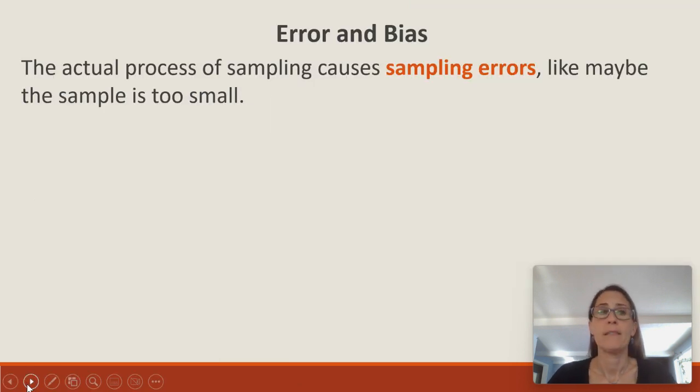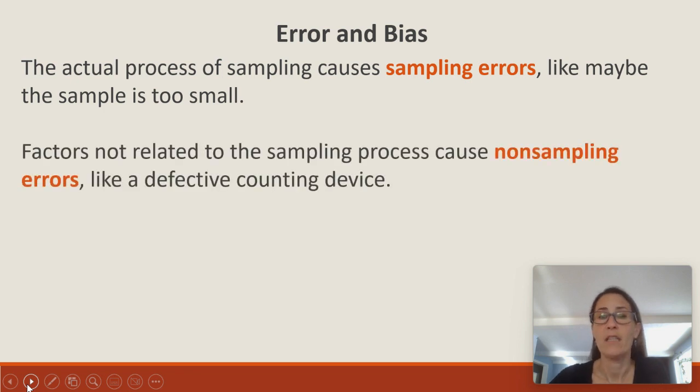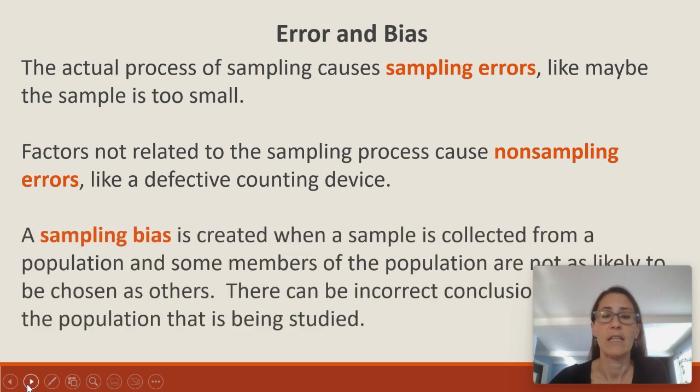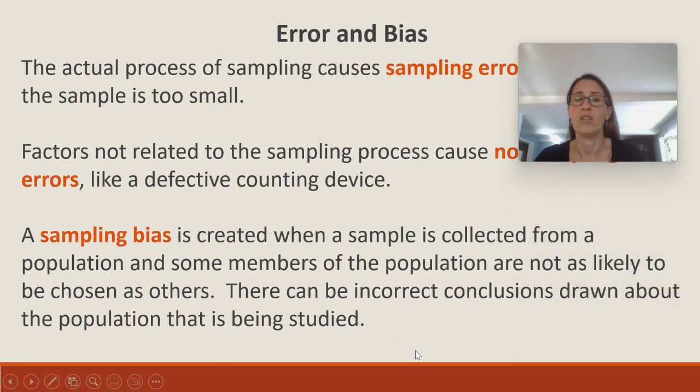So, error and bias. The actual process of sampling causes sampling errors, like maybe the sample is too small. Factors not related to the sampling process cause non-sampling errors, like a defective counting device. And sampling bias is created when a sample is collected from a population and some members of the population are not as likely to be chosen as others. There can be incorrect conclusions drawn about the population that is being studied in this kind of case.